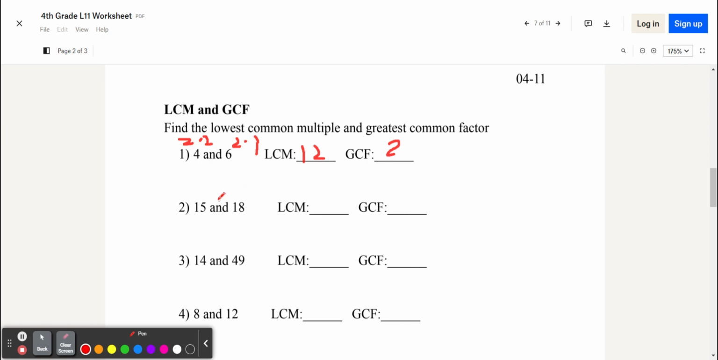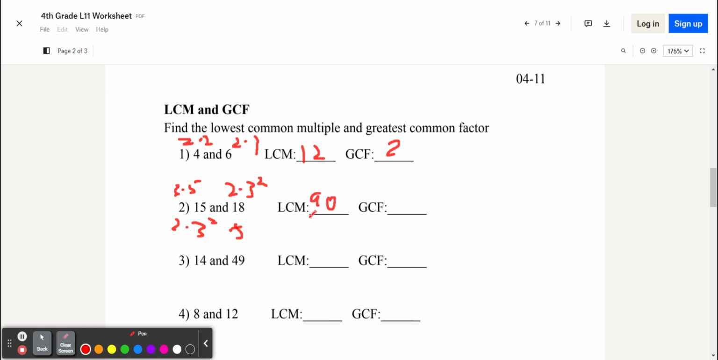15 and 18, we can see that 15 is 3 times 5, and 18 is 2 times 3 squared. So to find the LCM, you can just multiply these together, but any repeats like the 3, you'll ignore the smaller one. So in this case, it'll be 2 times 3 squared, because we're ignoring this 3, times 5. And if you calculate 2 times 3 squared times 5, you'll end up with 90.